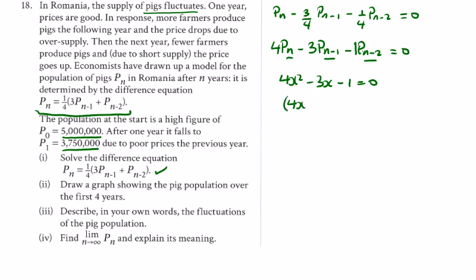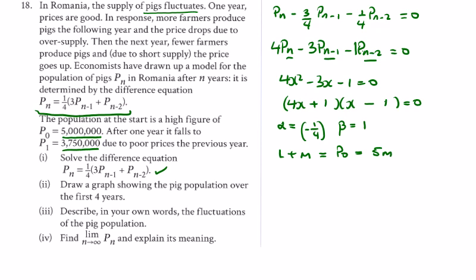Does this factorize? 4x by x, 1 by 1. We want minus 3x, so there's minus 4x plus 1x, giving minus 3x. Does factorize. So alpha is equal to minus 1 over 4, and beta is equal to 1. So L plus M is equal to P0, which in this case is 5 million. I'll just write it as 5M.